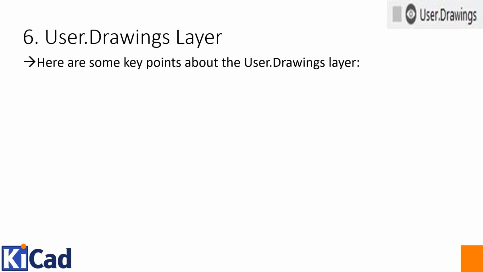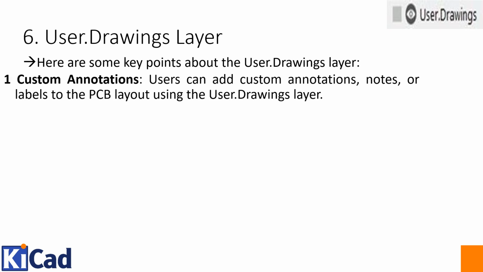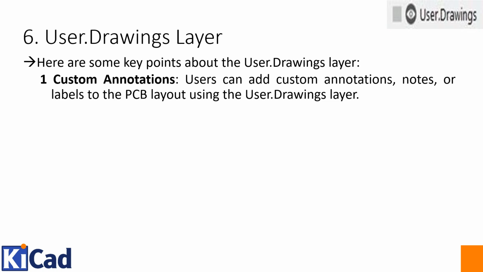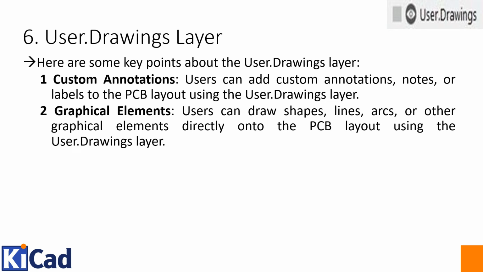Here are some key points about the user drawing layer. The first is custom annotation. Users can add custom annotations, notes, or labels to the PCB layout using this user drawing layer. Then we can add graphical elements. Users can draw shapes, lines, arcs, or other graphical elements directly onto the PCB layout using the user drawing layer.